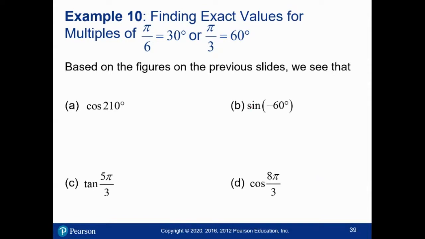Okay, notice negative just means rotate clockwise, and 8 pi over 3 is 6 pi over 3 plus 2 pi over 3, which is a full rotation, and then 2 pi over 3. Okay, so work through these, and then we'll check.